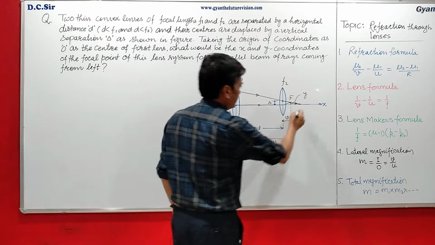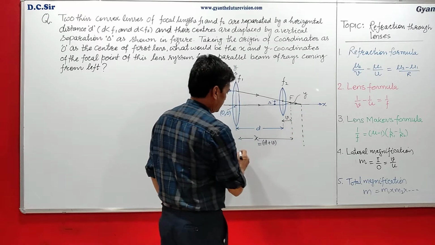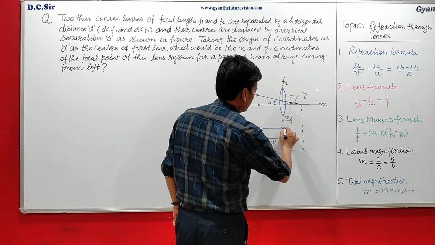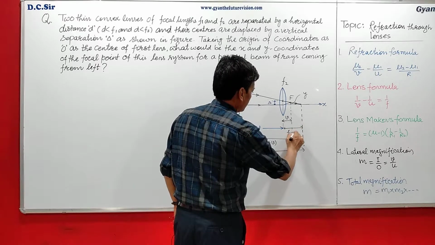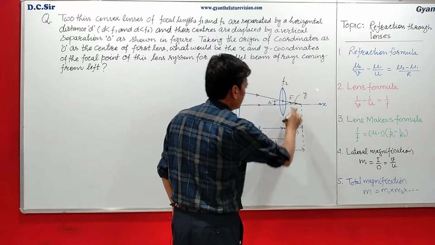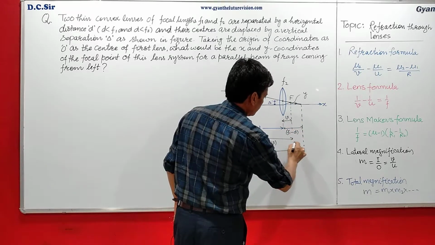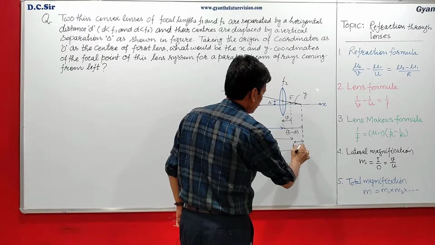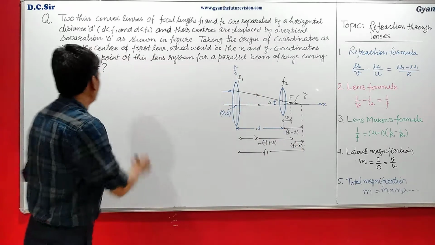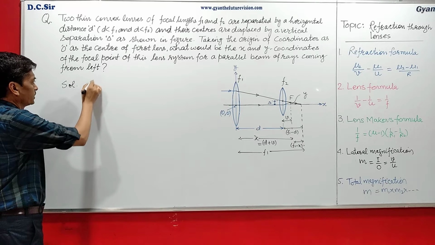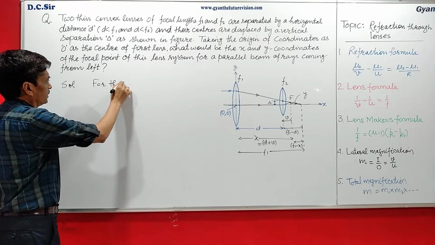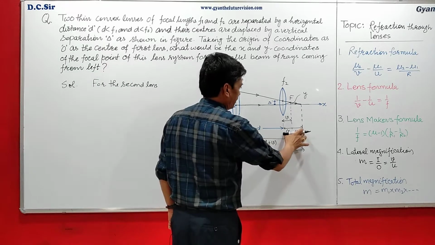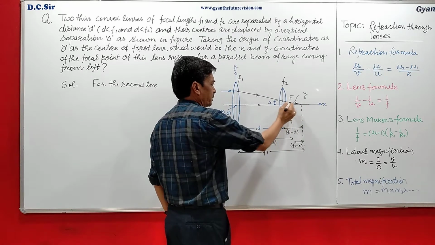Okay, now this point is actually the focal point of the first lens. This distance is f1. So this distance becomes f1 minus d, and this distance here is f1 minus x. Now for the second lens, at the distance f1 minus d is the virtual object, and this becomes the final position of the image.